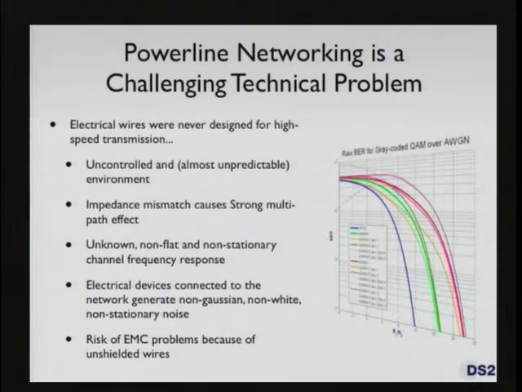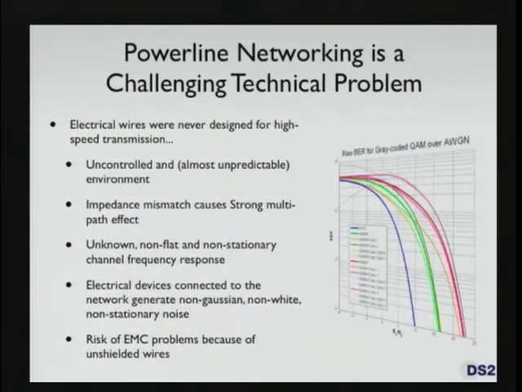And also, you have issues because the wires are not shielded, because they were never designed for transmitting data. There are potential issues with EMC, with interference to services which may use the same frequencies. That's why the FCC puts strict limits on how much power you can put in these lines, which means that because we have limited power, we have to deal with situations with limited signal-to-noise ratio.